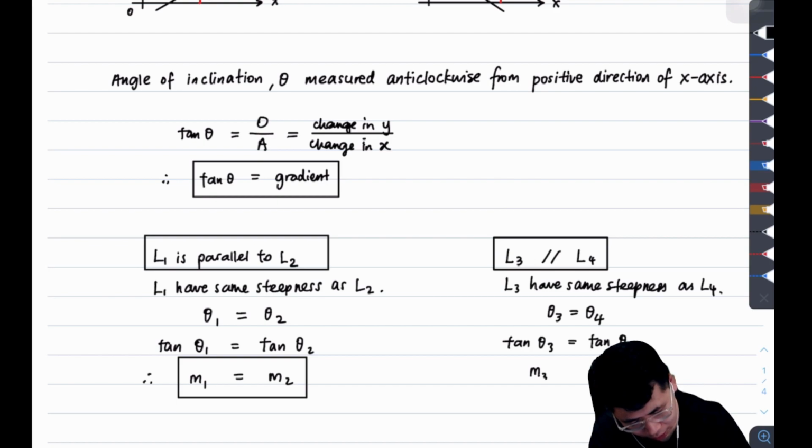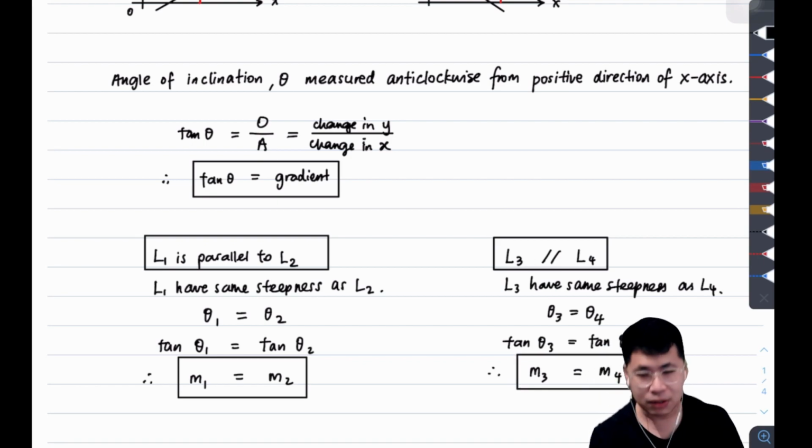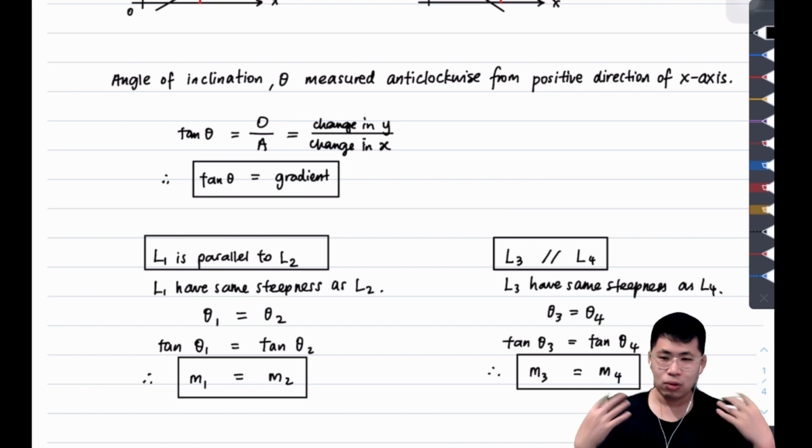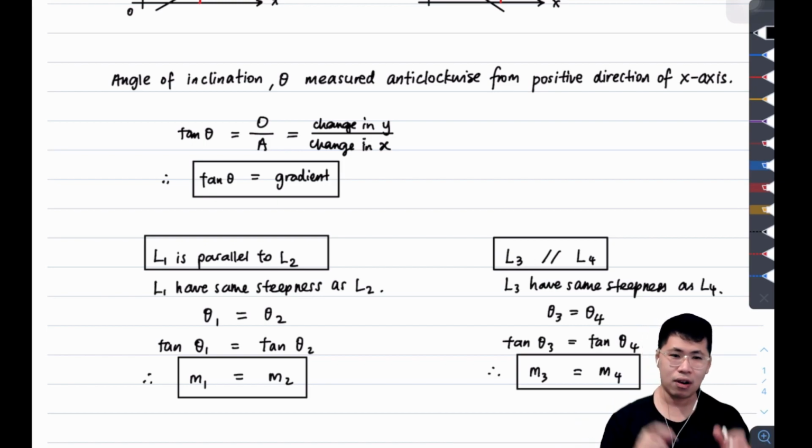And because tangent represents the gradient, the gradient of 3 is equal to the gradient of 4. So over here you can see the result: when two lines are parallel, the gradients are the same. Very, very important point. When two lines are parallel, the gradients are the same.